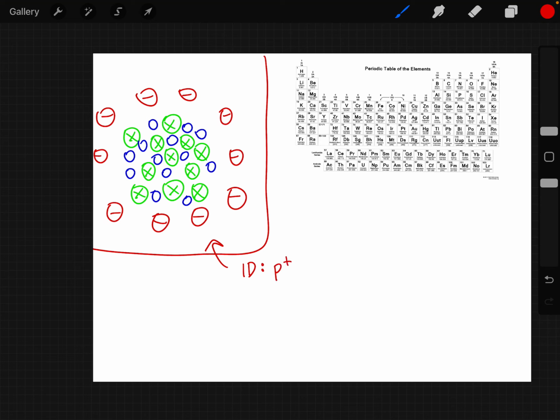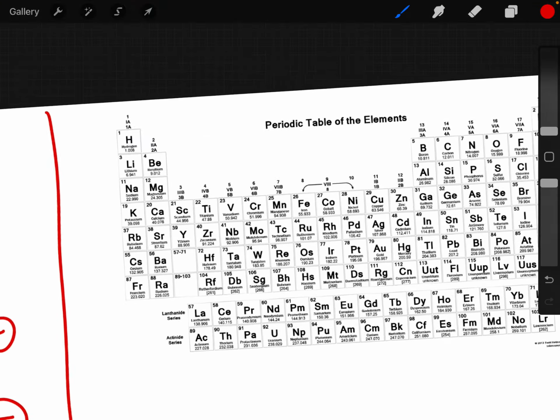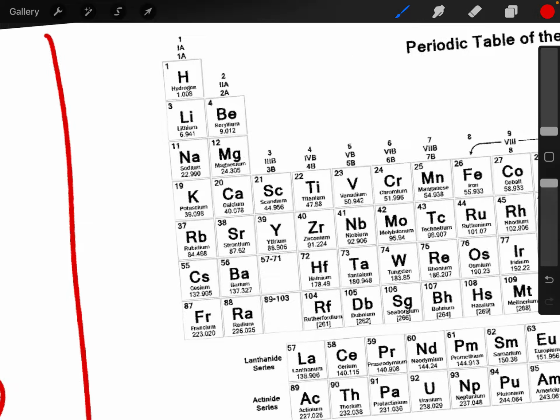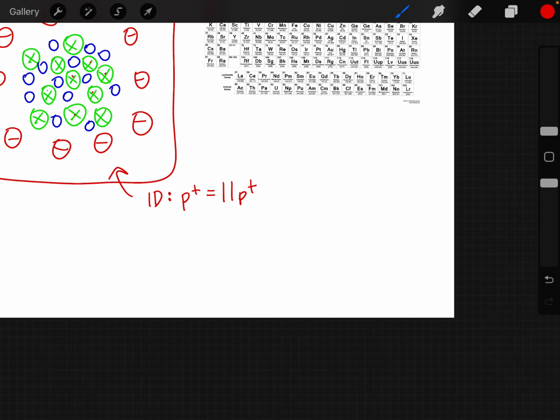Remember that protons are directly related to your identity. So what you want to do is count how many protons. So the protons are these X's right here. 1, 2, 3, 4, 5, 6, 7, 8, 9, 10, 11. We have 11 protons. Because I have access to a periodic table, which you will too, you're going to go look for who has a number 11 as their atomic number. In this case, it is sodium. So first of all, we know that this is Na or sodium. Okay?